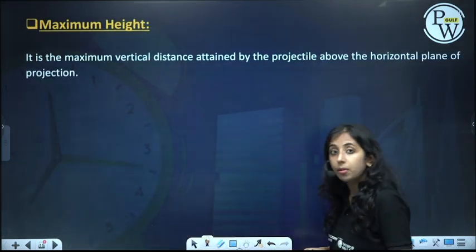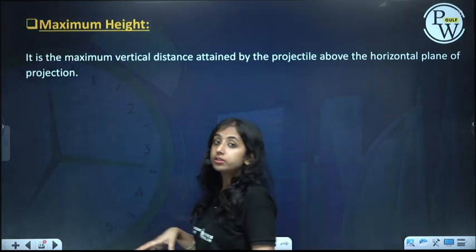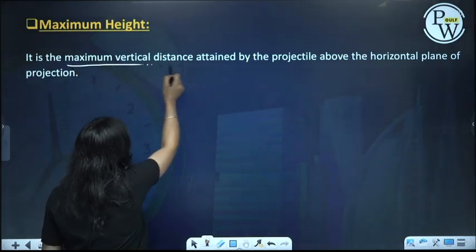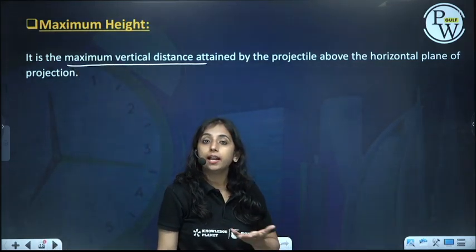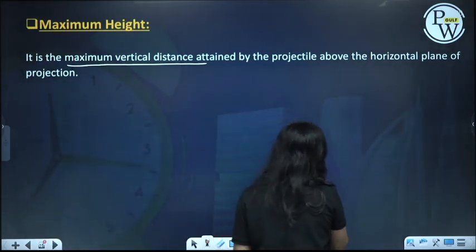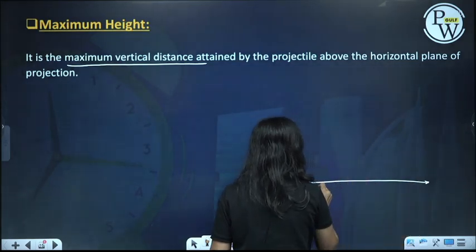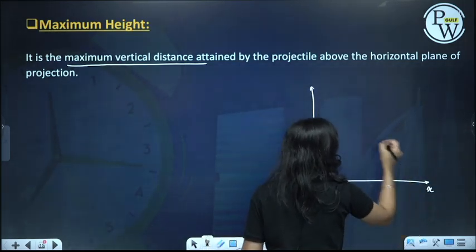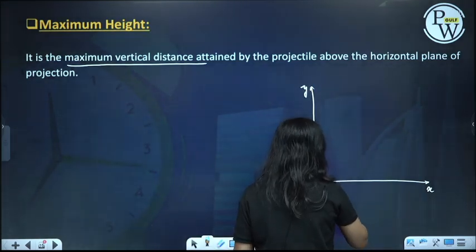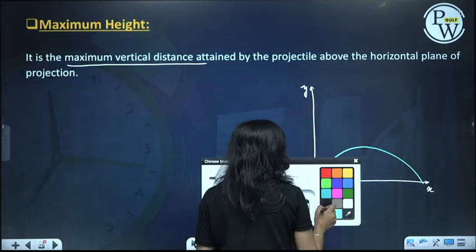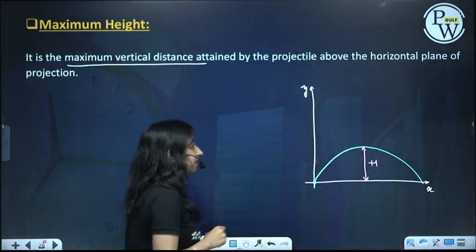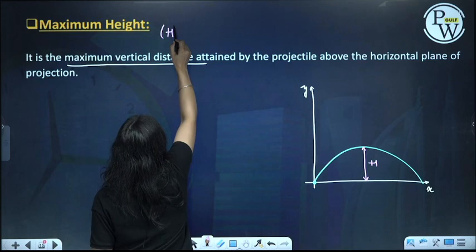Let us do the maximum height. The maximum height which the projectile reaches in its whole journey is called the maximum height. So the maximum vertical distance attained by the projectile above the plane of projection is called maximum height. If this is my projectile, again x and y, then this maximum distance which the projectile attains is called the maximum height H. It is denoted by capital H.